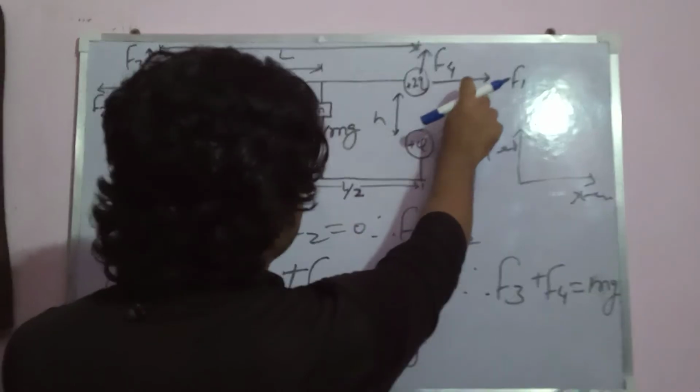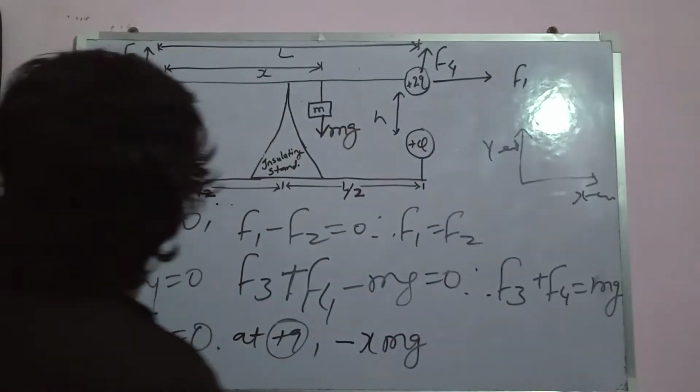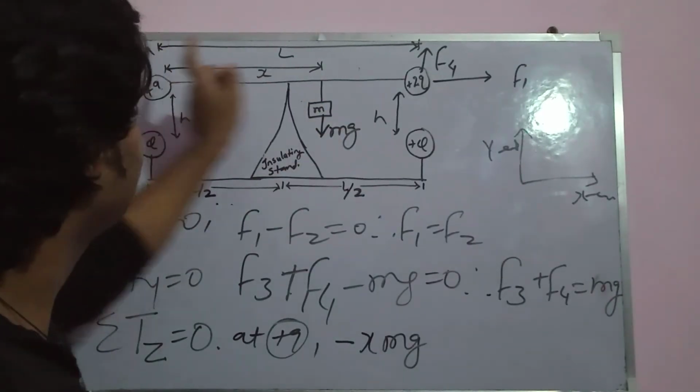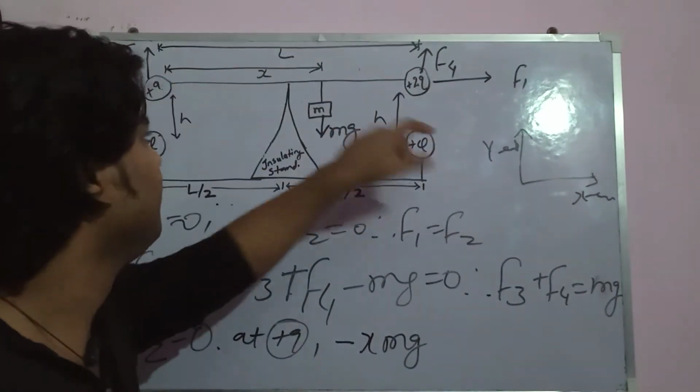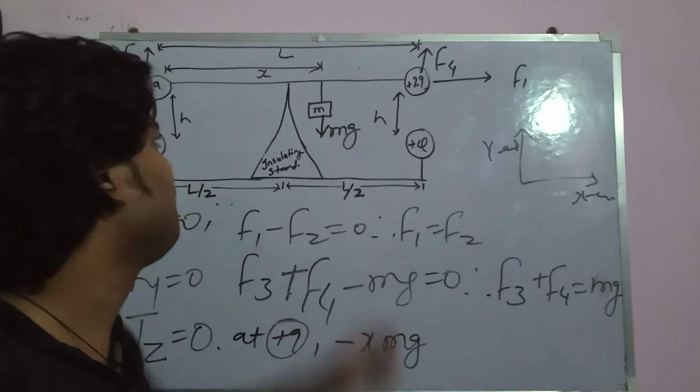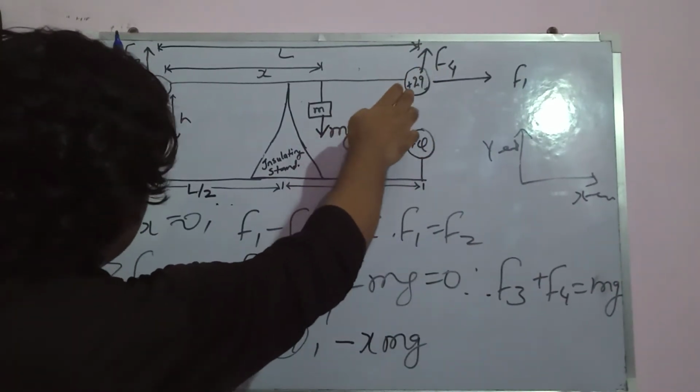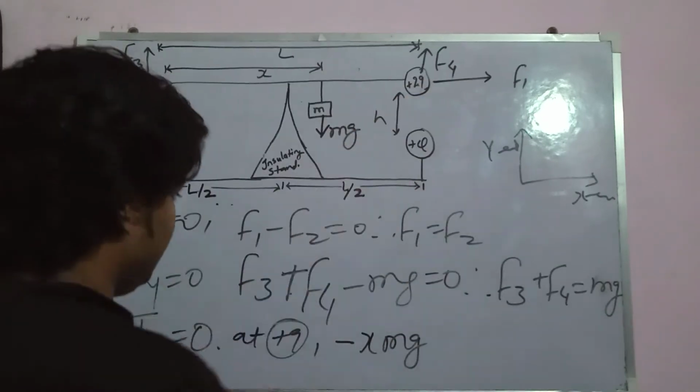See, there are 2 forces, F1 and F4, to produce torque at plus Q. F1 is in the line of the point, so F1 has 0 torque here. Now see F4. F4 is here, and the momentum for F4 at this point is capital L.